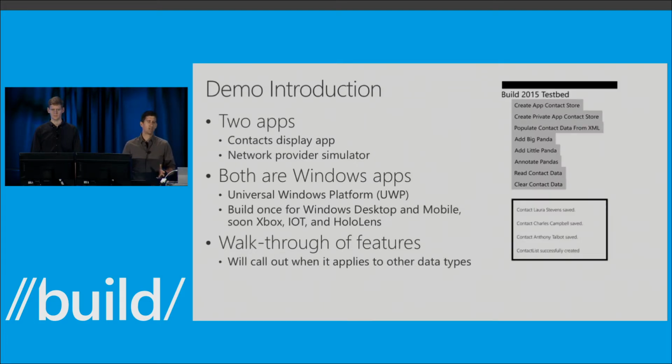The other application is going to be more of a network provider simulator. Sounds fancy. All that means is it's writing contacts into the system that can then be read by other applications and show up in all the other experiences that rely on contacts. So that includes the People Hub, Outlook, Outlook Mail, the messaging app, Cortana, and all the other cases where we use this contact data across the system.